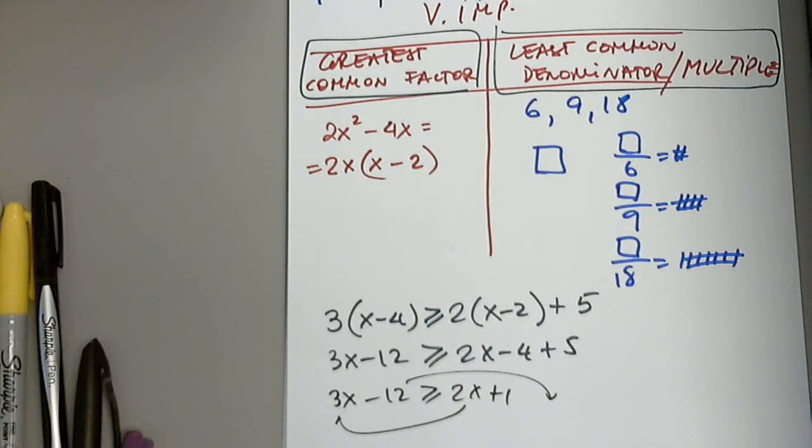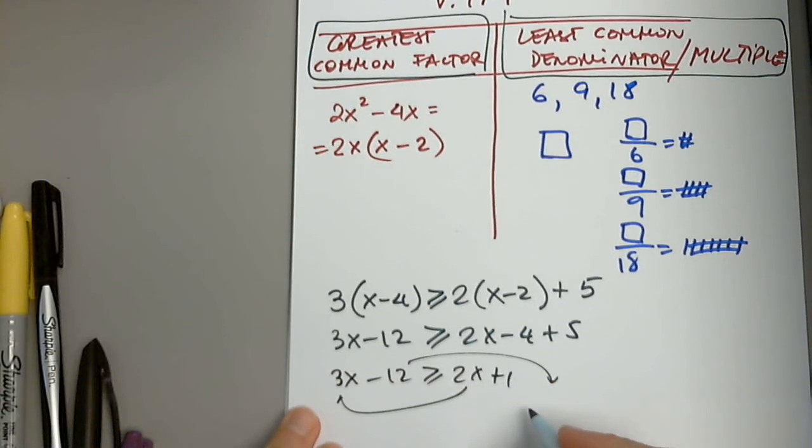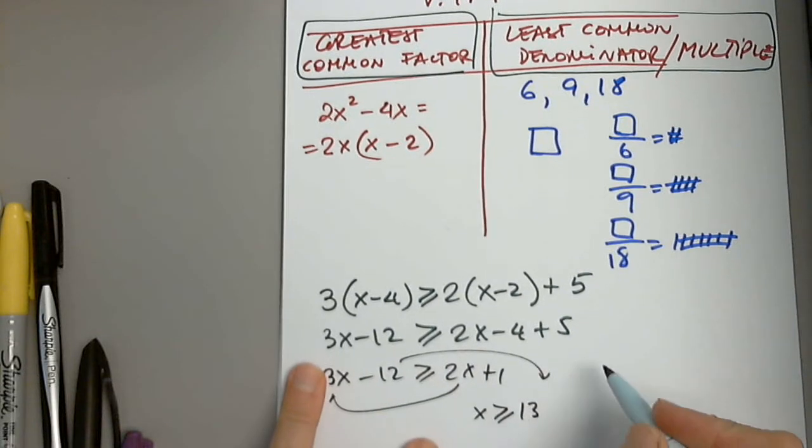I'm bringing a negative 2x. So 3x minus 2x is? Good. And then when I'm bringing negative 12 to the other side, I have this. Now, how do I write the interval notation? That's very important. x equals bracket 13 comma infinity. Very good. Awesome. So let me write it.